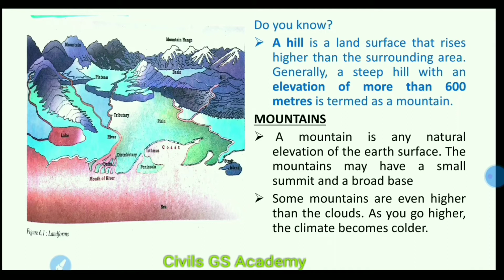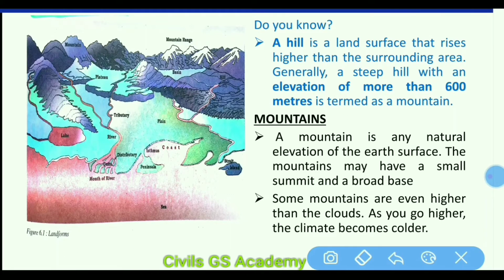Do you know, a hill is a land surface that rises higher than the surrounding area? Generally, a steep hill with an elevation of more than 600 meters is termed as a mountain. So what is the criteria for a mountain? A steep hill with an elevation of more than 600 meters is termed as a mountain.